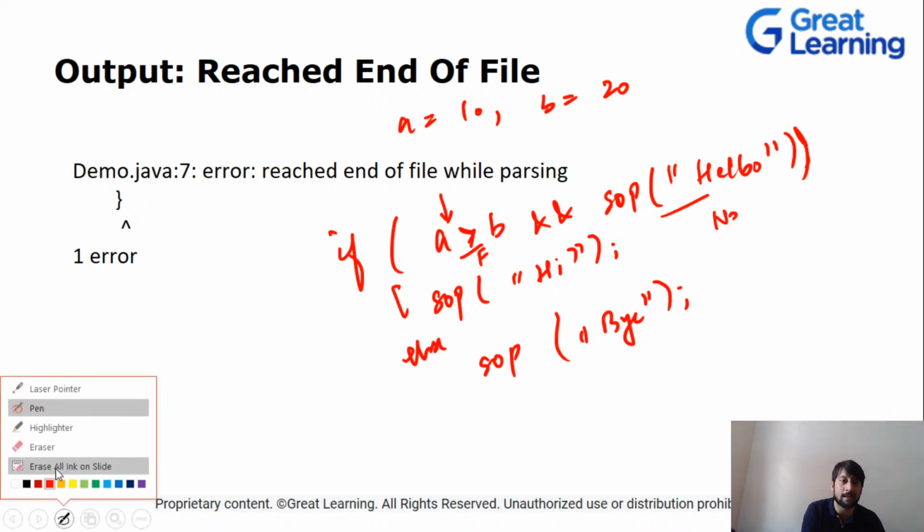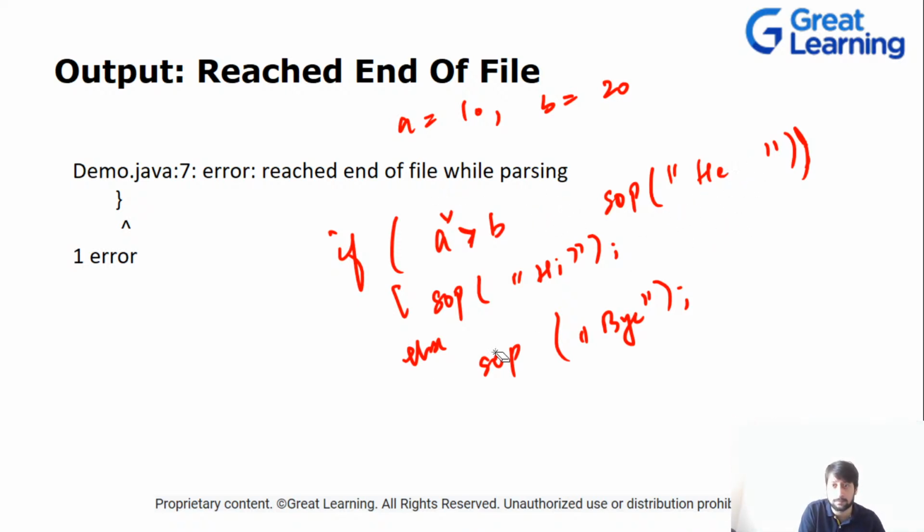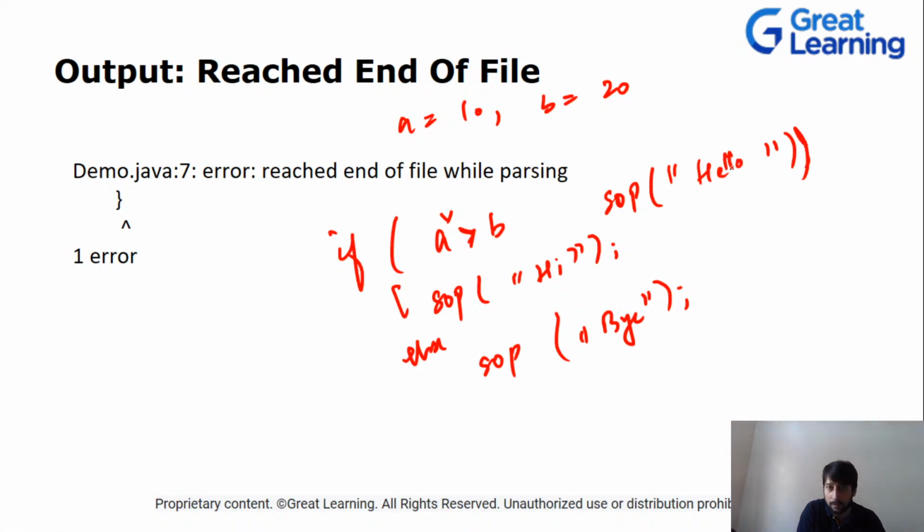But if I change a little bit of scenario over here, I will just change this thing. I will write hello, and then I will write or over here. What will be the output in this case, guys? I have changed this scenario a little bit. Now what will be the output in this case? Will it be bye or will it be hi?